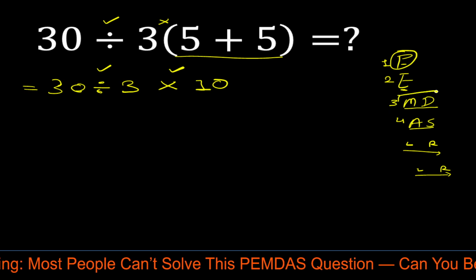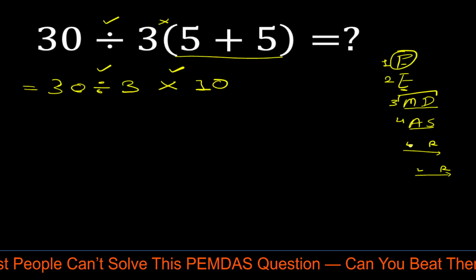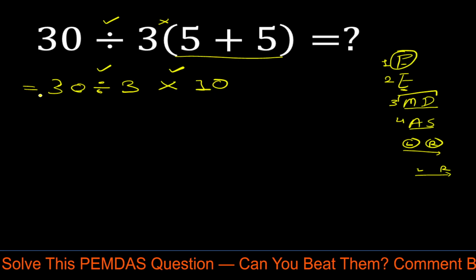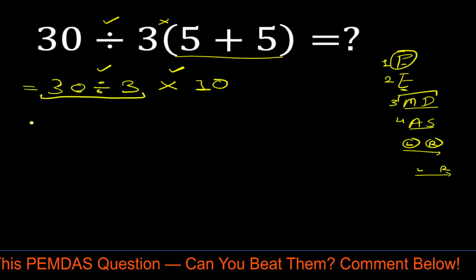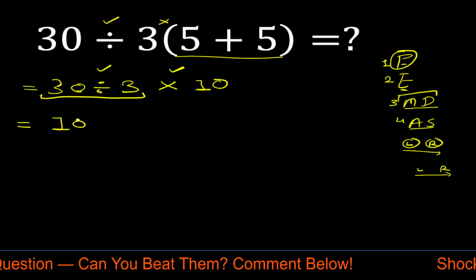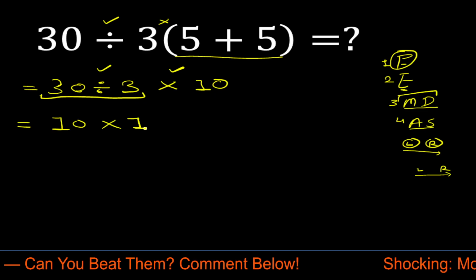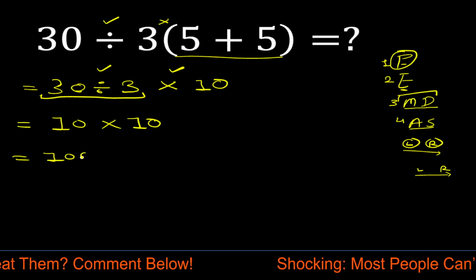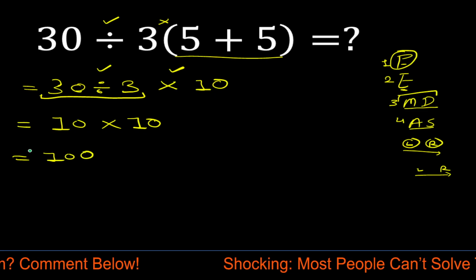So multiplication and division both have equal priority. So we have to solve it from left to right. So first we have to solve this division, right? So 30 divided by 3 is equal to 10 times 10, right? So 10 times 10 is equal to 100. So the correct answer is 100.